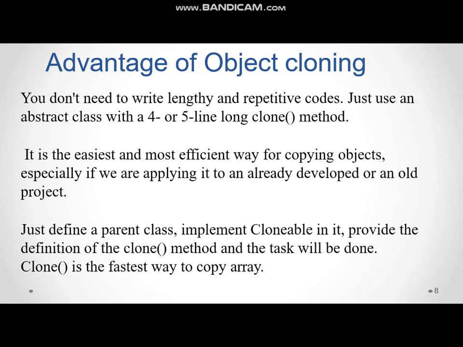Advantages of object cloning. You don't need to write lengthy and repeated code. Just use any abstract class with 4 or 5 lines along with the clone() method. It is an easy and most efficient way for copying objects, especially if we are applying it to an already developed or an old project. Just define a parent class, implement Cloneable in it, provide the definition of the clone() method and the task will be done. clone() is the fastest way to copy an array.